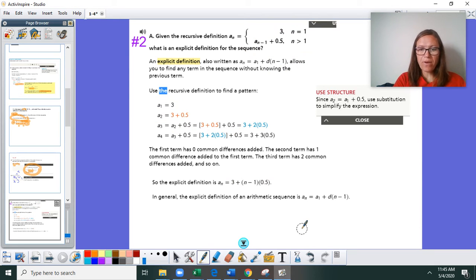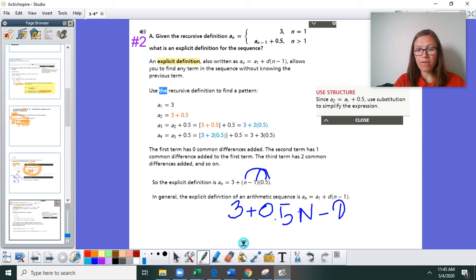Okay, so I want to go right here and I want to distribute. So we have our 3 plus our common difference of 1/2, and when I distribute that, we're going to take that times our n. But we have to make sure we distribute here. So we're going to take off that 0.5.